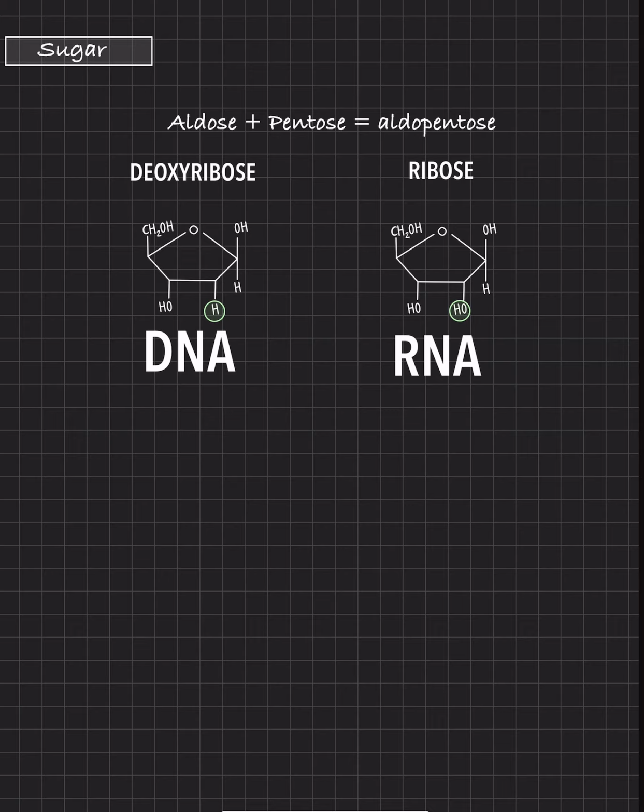So what did I say in the beginning? Nucleotides are made of a phosphate, a sugar, and a nitrogenous base. So what are nitrogenous bases?